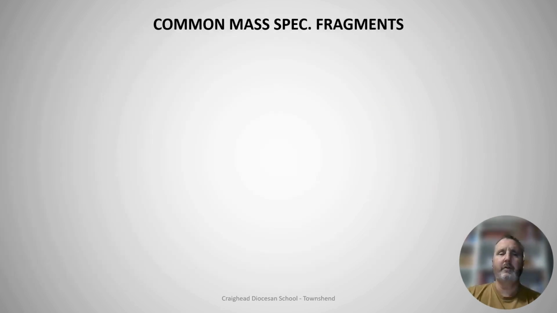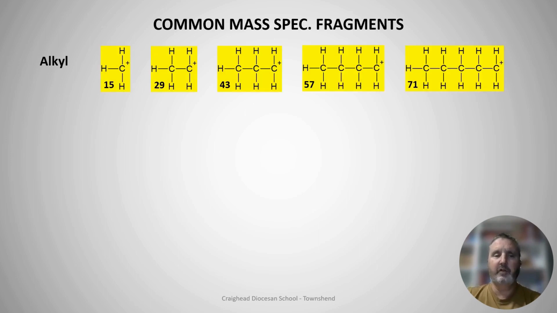Okay, so when we look at a mass spectrometer graph, there are common fragments that we're going to see. There are common fragments that are produced from organic molecules, so there are common peaks that we should see at certain numbers. With alkyl fragments, that is just carbon and hydrogen fragments, we should see 15s, 29s, 43s, 57s, 71. Okay, these are our fragments.